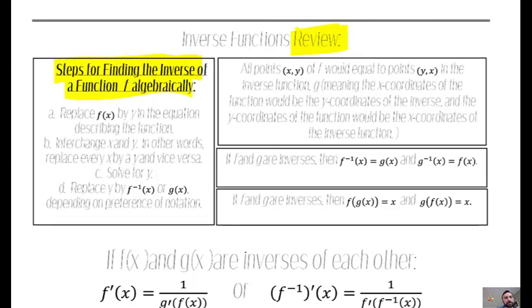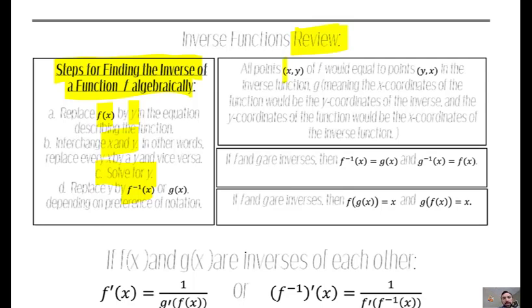So if you change f of x to y, and then you switch x and y, so in other words, you're switching the input with the output, then you solve for your new y. And now, since it's an inverse, we use this little -1 looking symbol to call it the inverse. So that's how we algebraically have found some inverses before.